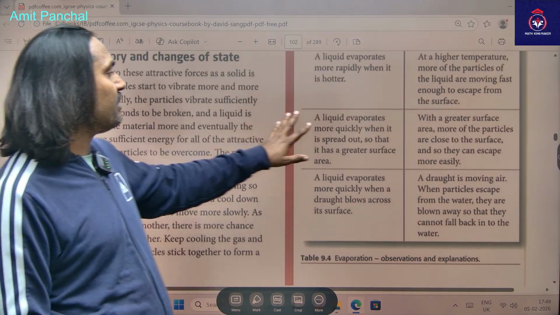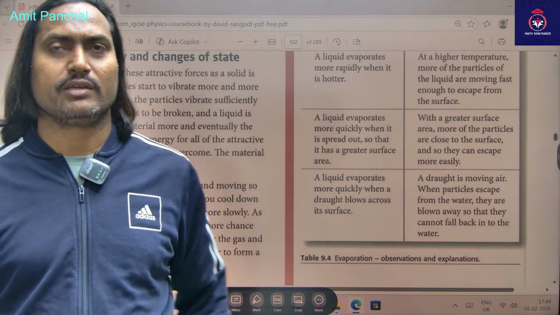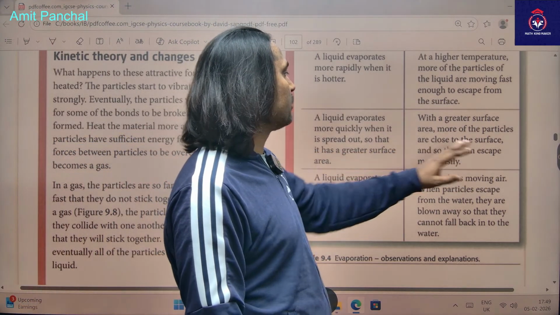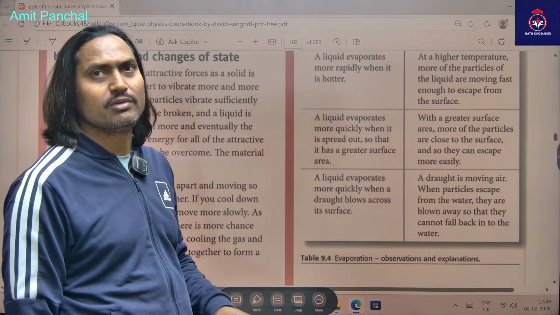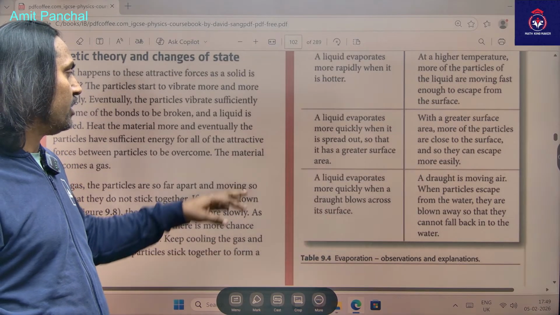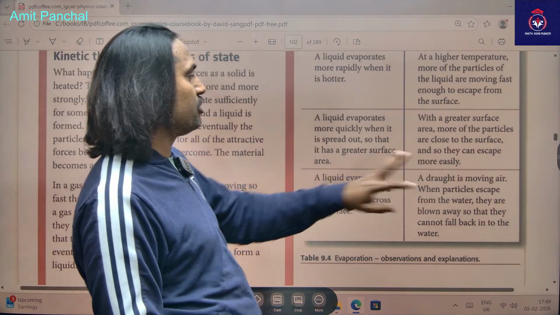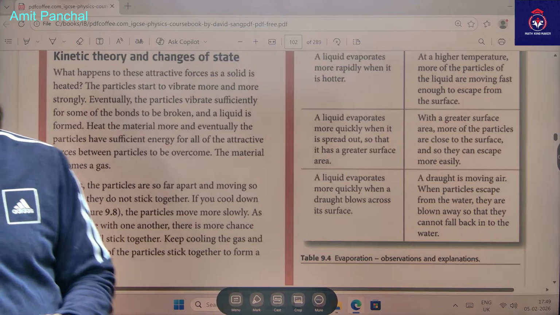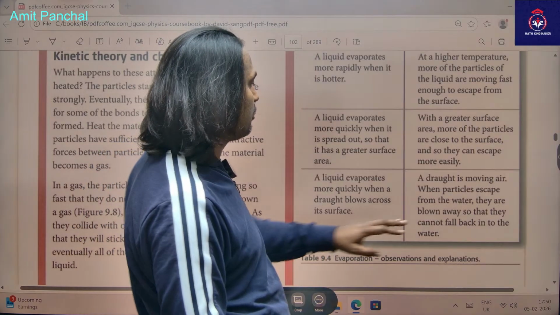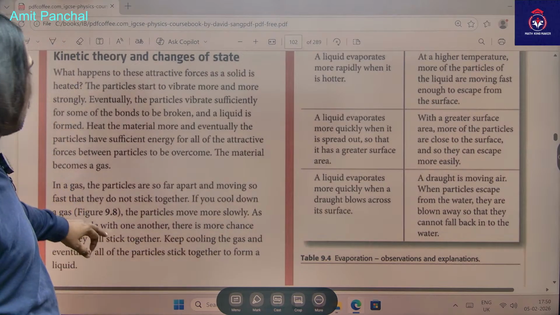And whenever you spread the liquid, it evaporates more quickly because more surface area is there. So with a greater surface area, more of the particles are close to the surface and so they can escape easily. A liquid evaporates more quickly when a draught blows across its surface. So a draught is moving air. When particles escape from the water, they are blown away so that they cannot fall back into the water. So that's why it is gone.